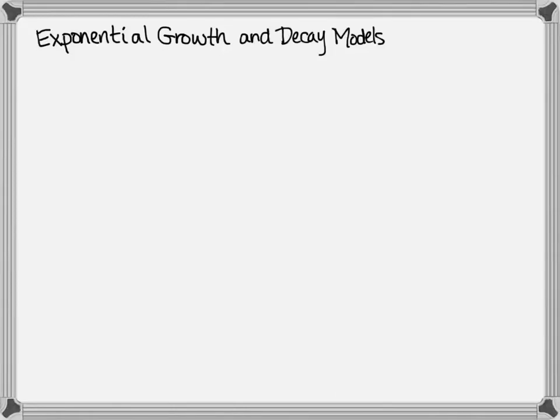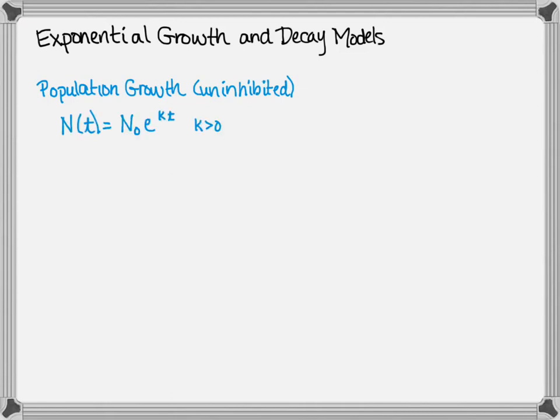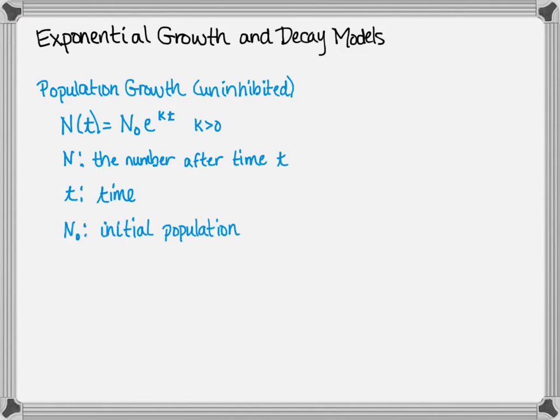Exponential growth and decay models. Population growth. For uninhibited growth, the formula is N(t) = N₀e^(kt), where k is greater than 0. Here, N represents the number after time t, t is time, N₀ is the initial population, and k is a positive constant representing the growth rate.